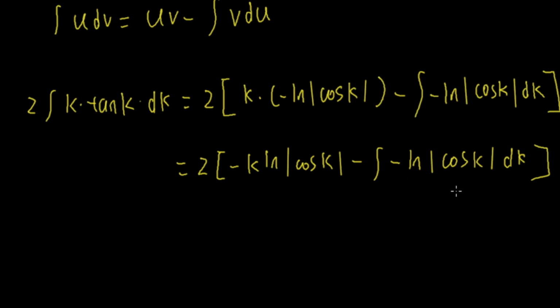Now, we just have to evaluate the integral of negative ln of cosine k. But how do we do this? It's not easy to integrate this, because we know that at least the substitution method will not work. In this case, we're going to introduce the Fourier series of negative ln of cosine k here.